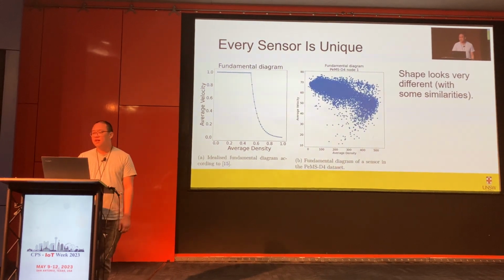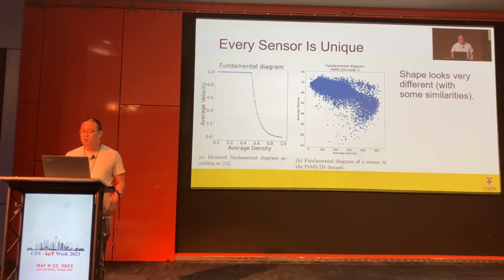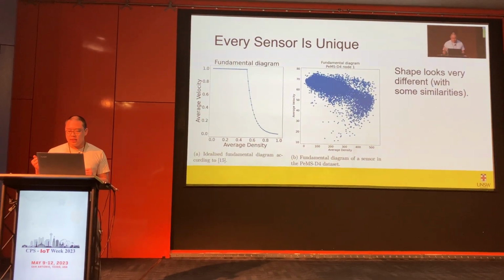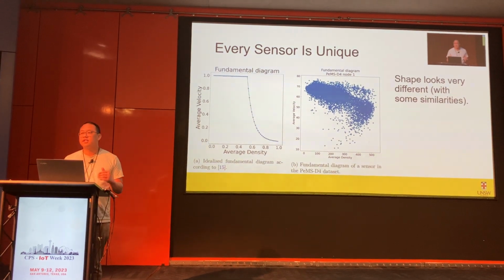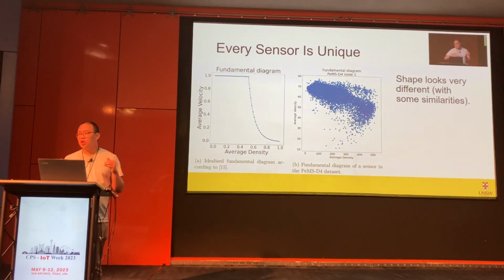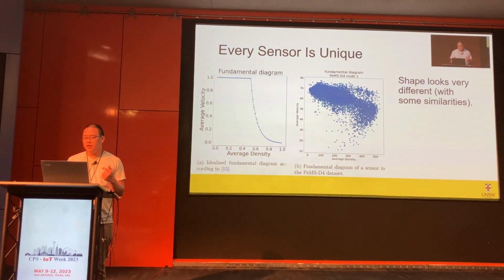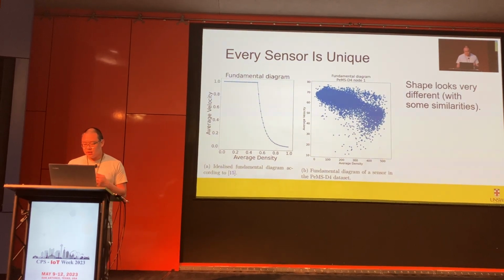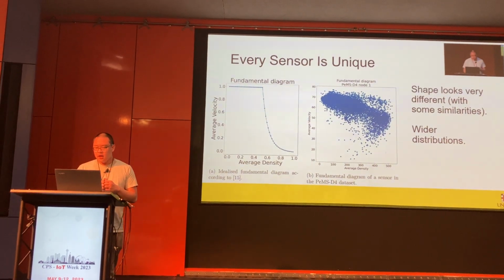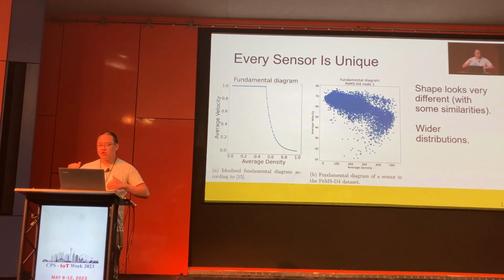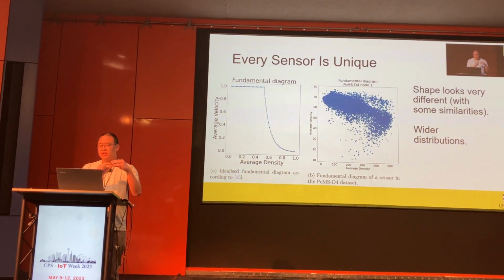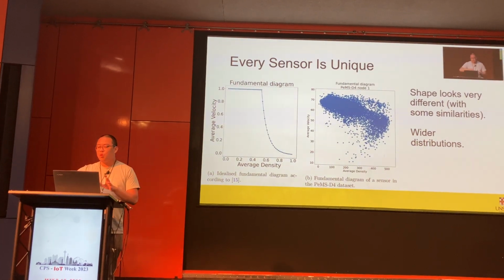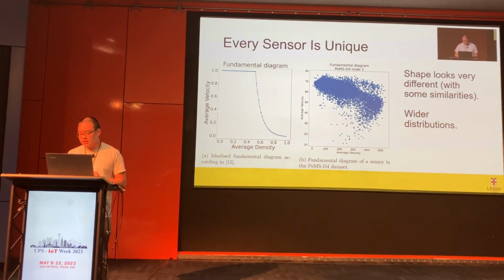What if we check what the data looks like? This is from one of the sensors, and we just plot the fundamental diagram. We can see that the shape looks very different. There are still some similarities, there's still a downward slope as expected, but there's no clear congestion state and no clear critical state. It's also a very wide distribution. It's not a thin straight line, but at every density there's a wide distribution of possible velocities.